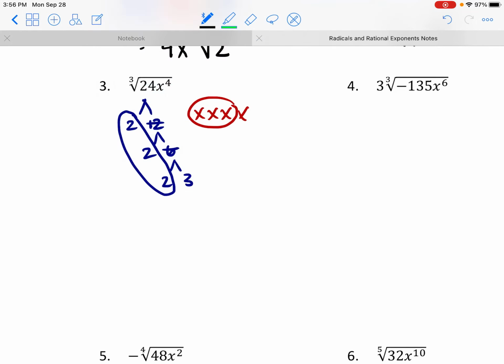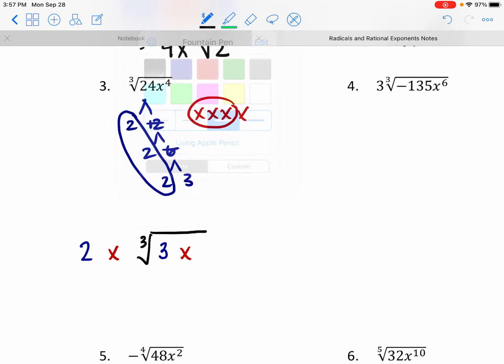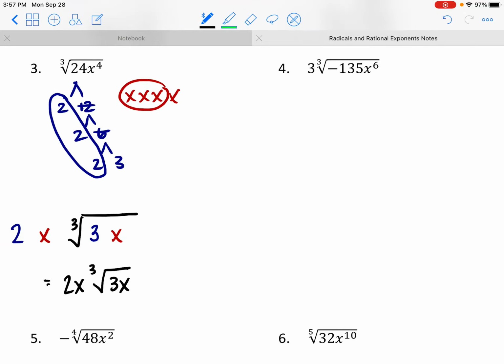So here's my radical, which is a cube root, so let's not lose the index, okay? We said we're going to take out a 2, and we're going to leave in a 3 for the numeric part. And then for the variable part, we can take out an x, and we have left over an x. So that is it. Our answer is going to be 2x cube root of 3x. Not so bad. Next, same thing, cube root, just got to be a little more careful.